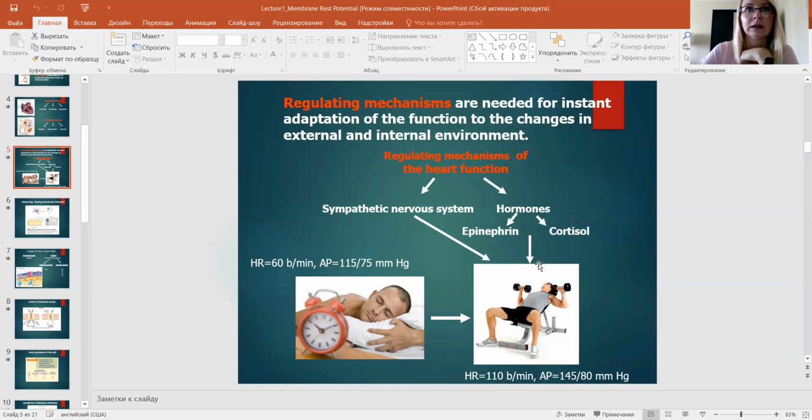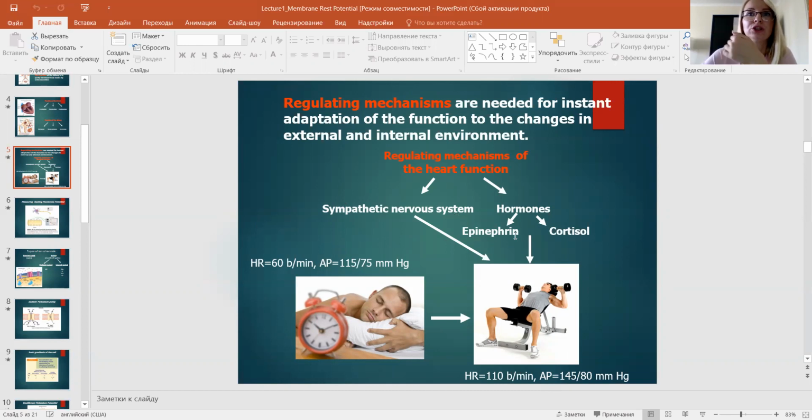The nervous and the endocrine systems are two main regulatory systems that have many tools to fit the heart function to the new metabolic demand of the body. We can mention among them activation of the sympathetic nervous system, the hormones, mainly epinephrine and cortisol, and many other mechanisms. About the functions of these hormones, we will discuss at the end of this semester.